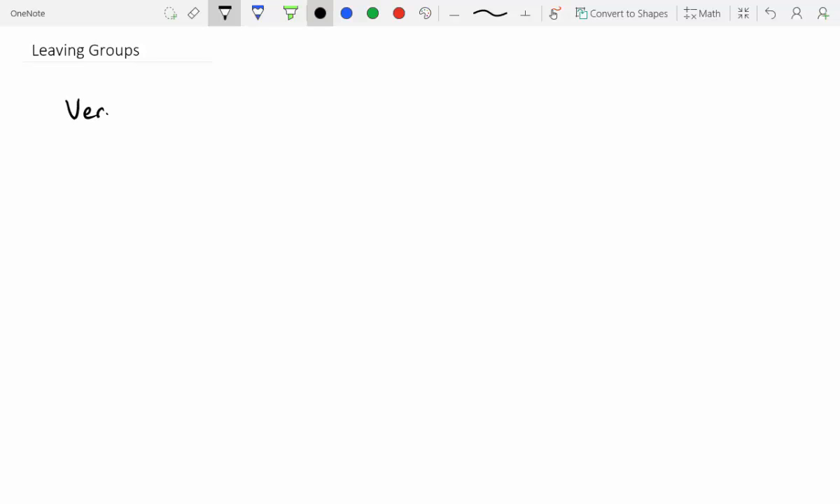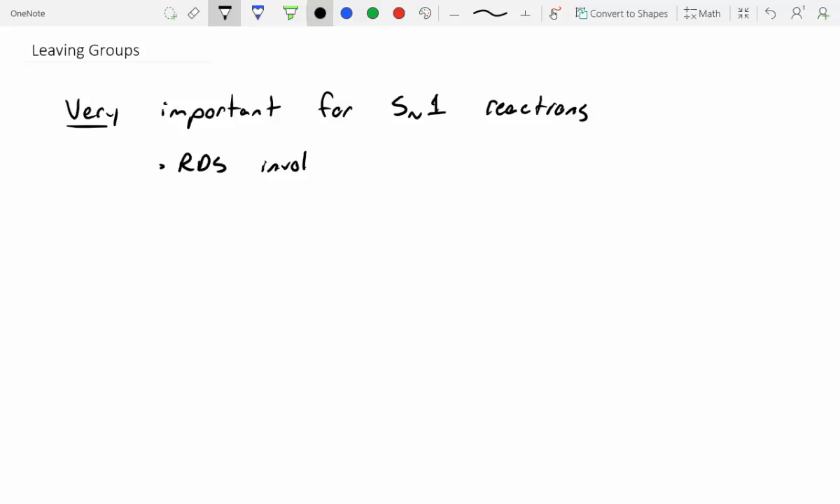Leaving groups are very important for SN1 reactions, because the rate determining step, or the RDS, involves the leaving group falling off. The easier it is for that leaving group to fall off, the lower that activation energy is, the faster that SN1 reaction will occur. It is somewhat important for SN2 reactions, so let's make a note of that.